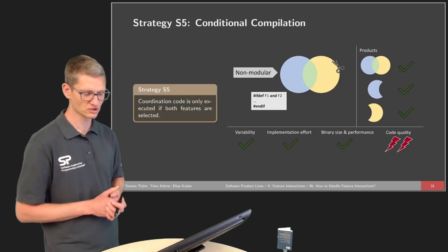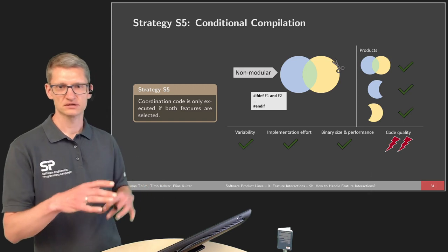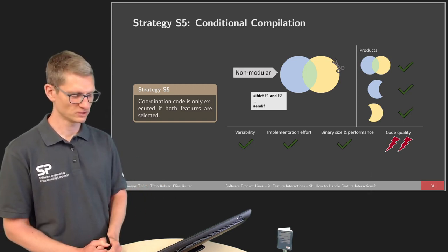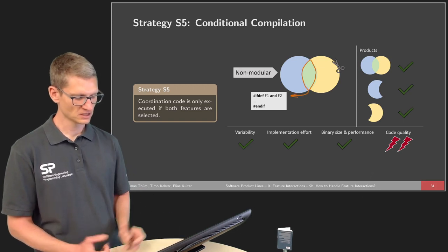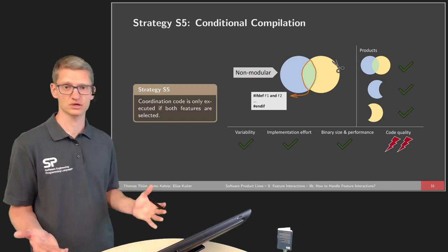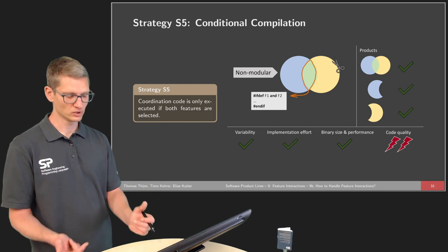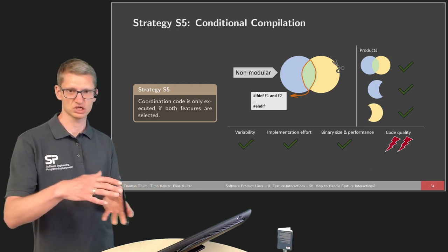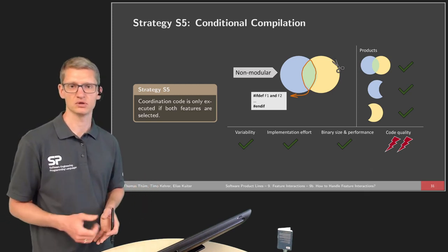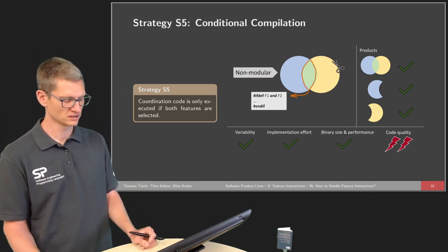Another way is to use conditional compilation. So basically, we could cut on those borders where we have something implemented. We could say that this part of the source code is only available if both features are selected. We can do this with preprocessors, with conditional compilation, with build systems. We have all the possible variability. The implementation effort in general is rather low, because we just need to locate the source code, implement this interaction, and annotate it with the particular interaction.